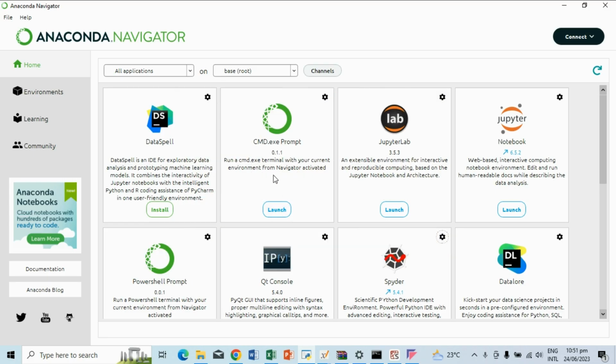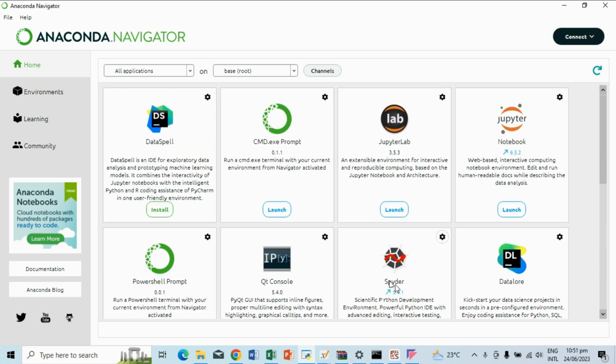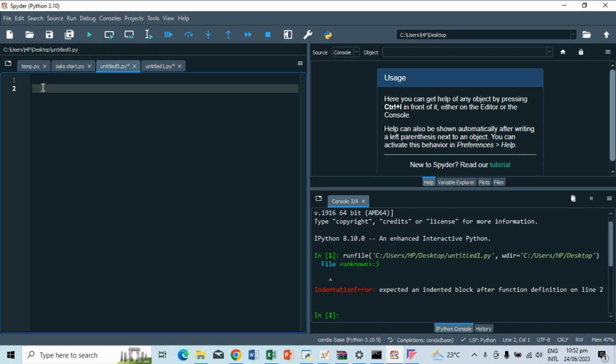Right, so we'll be using the Anaconda package, and within the Anaconda package, we'll be using the Spyder environment. So Spyder, this environment. Okay, so you create a new file, and then straight away you can start coding.